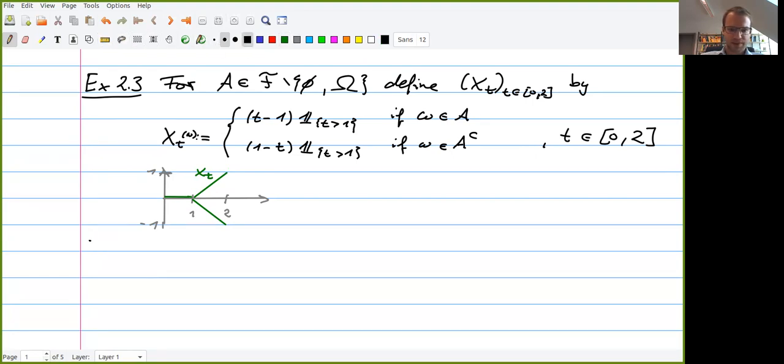What we see here is that X is a continuous process. If you look at the sample paths of this process X, it's continuous. Well, it's random, so it's a stochastic process, and this means it generates a natural filtration.